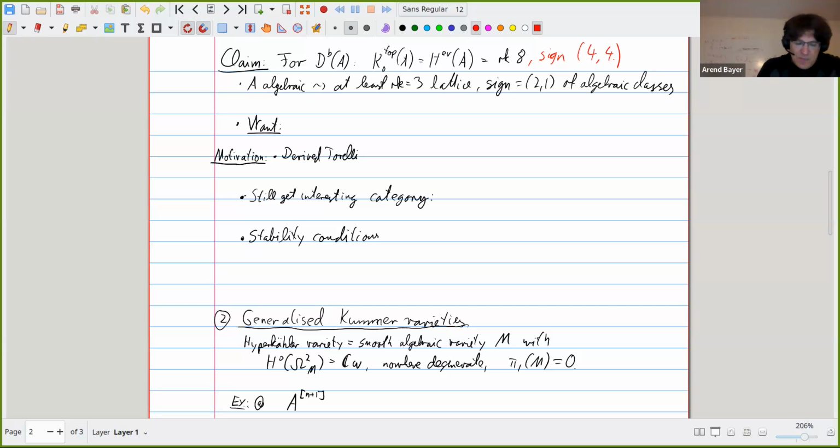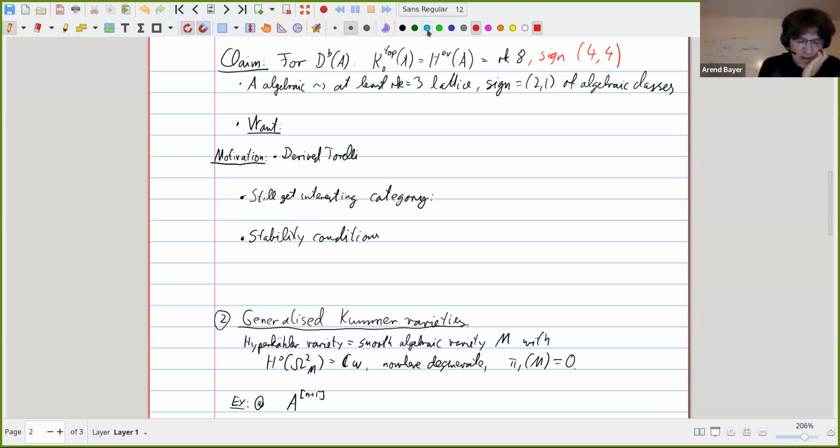And if A is algebraic, then there's at least a rank 3 lattice of algebraic classes that has signature 2,1. So 1 comes from the polarization, and then 1 from the class of the point, and 1 from the fundamental class. So we always have 1 divisor class, and that has positive self-intersection. That's where the signature comes from.